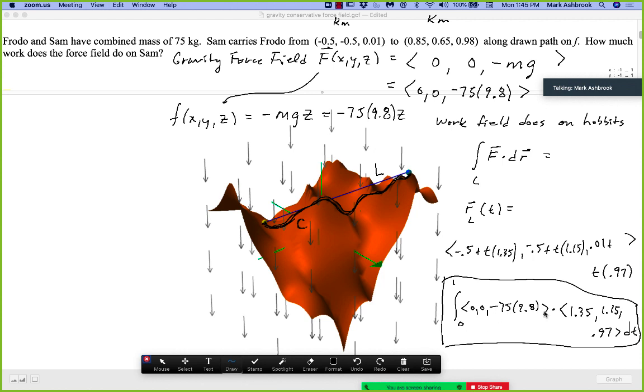Okay, so then we'll get the integral from 0 to 1 of negative 75 times 9.8 times the 0.97 dt, which will equal negative 712.95 kilojoules. And this is the work that the field is doing on the travelers. Okay? And it's negative because it's against, right? They're actually going up, so they're going against the direction of the vectors.